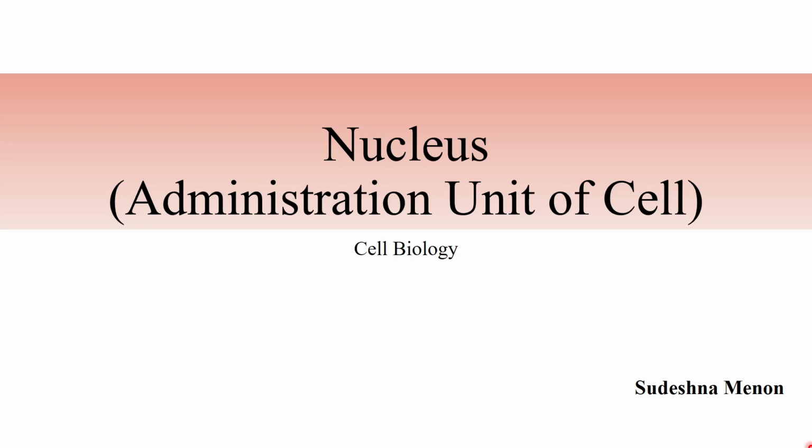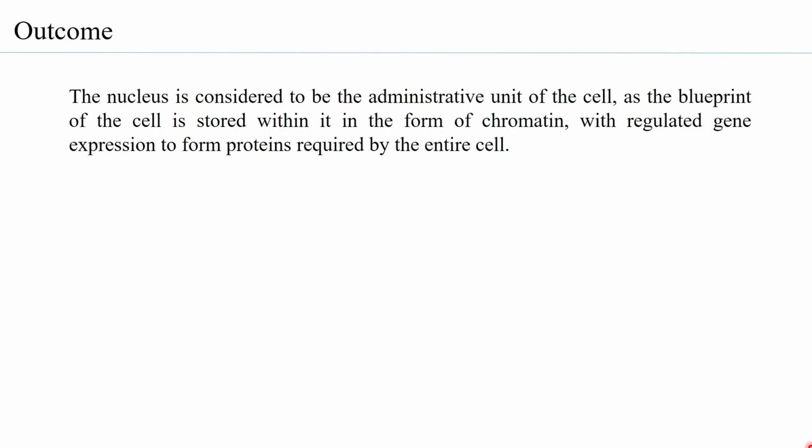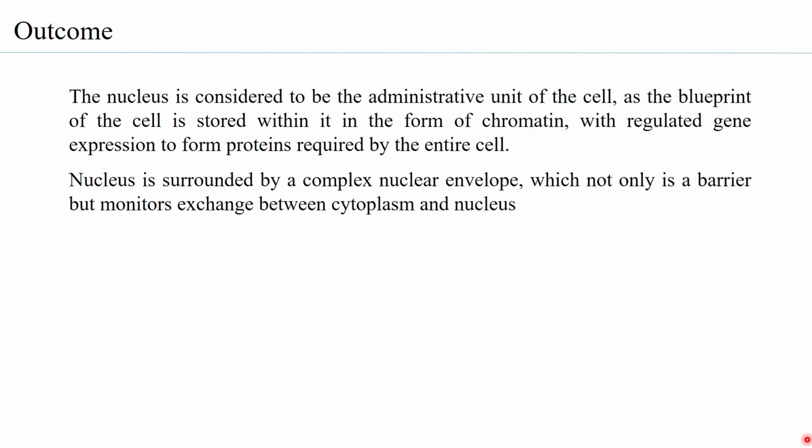In this session, we are going to focus on the nucleus, which is considered to be the administrative unit of the cell. So let us look at the learning outcomes of this session. The nucleus is considered to be the administrative unit of the cell, as the blueprint of the cell is stored within it in the form of chromatin, with regulated gene expression to form proteins that are required by the entire cell. So it is the proteins that are the executives, but the information for these executives to be produced is within the nucleus in the form of chromatin.